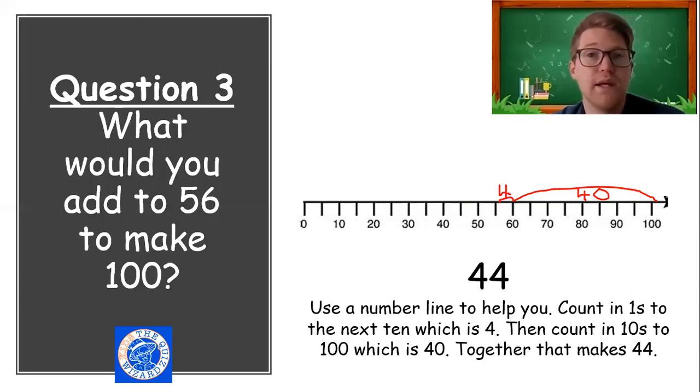If you're more confident with subtraction, what you could also do is start at 100. You could take away 50. 100 take away 50 is 50. And then you could take away the 6, which would still get you to 44. Don't worry if you didn't get that one. Write some similar questions yourself just by changing the start number from 56. Why not try 32 or 73 or 19?